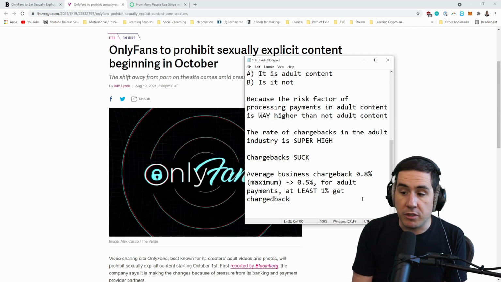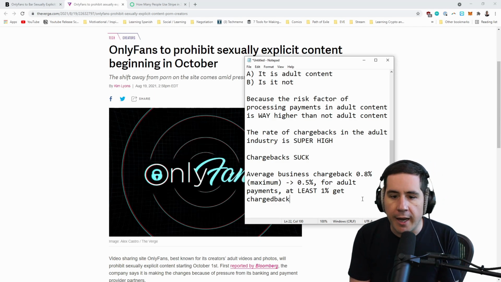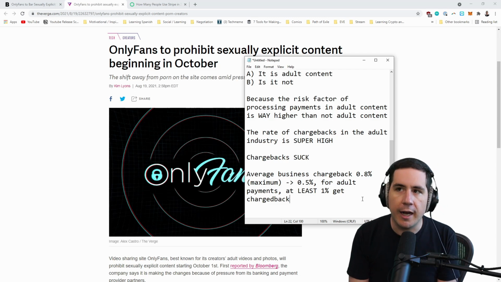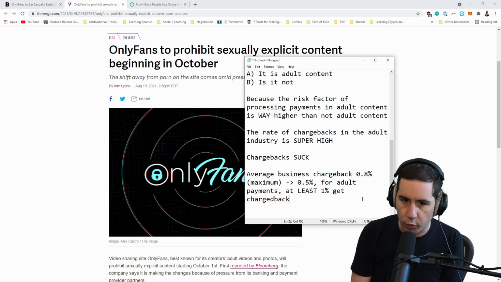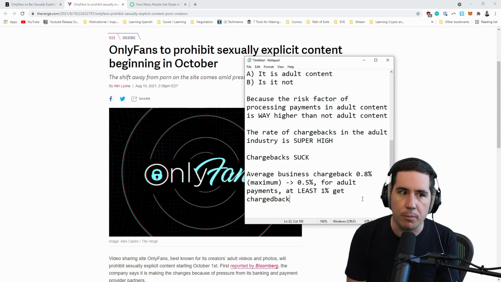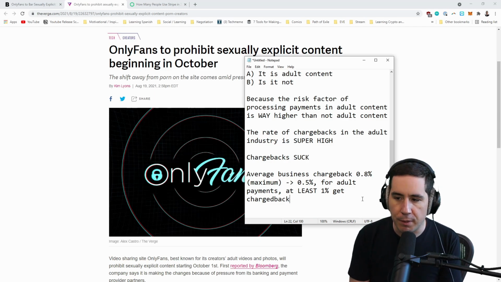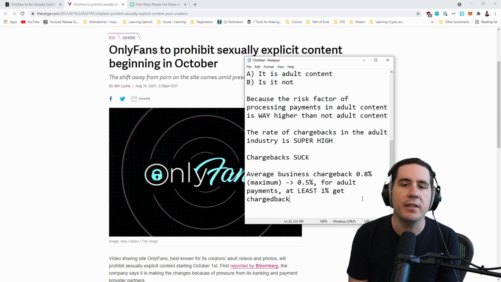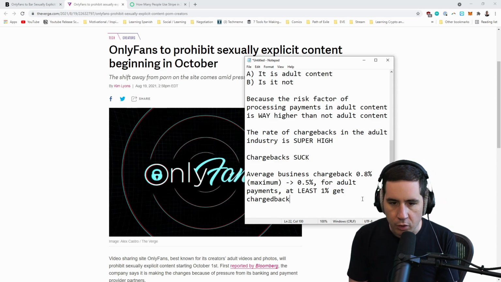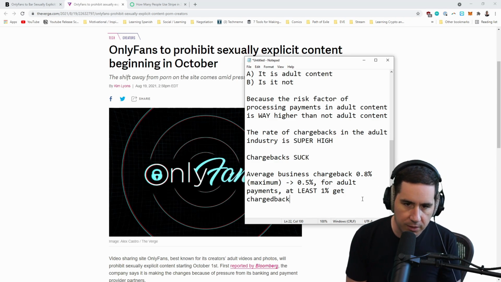They could change to a different payment processor, but they would pay a higher fee, which means they might have to charge a higher percentage to creators, because right now they only take 20%. So maybe that looks like 30%, 40%, more like Twitch. Or they could develop their own payment processing in-house, which, I cannot begin to describe to you what kind of nightmare that is. And pay all the fees associated with that.